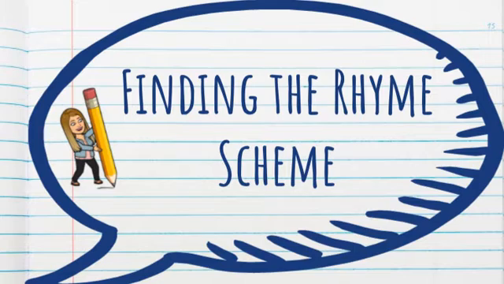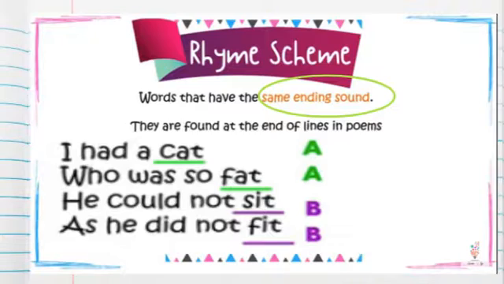Now, how do we find a rhyme scheme? A lot of poets do this. They want to have a plan before they start writing, and you could do this as well when you're writing your poem. Rhyme schemes are words that have the same ending sound, and they can be found at the end of the poems. The poem you see on your screen is obviously a very simple poem that we just came up with to show you an example of a rhyme scheme and how to identify it.